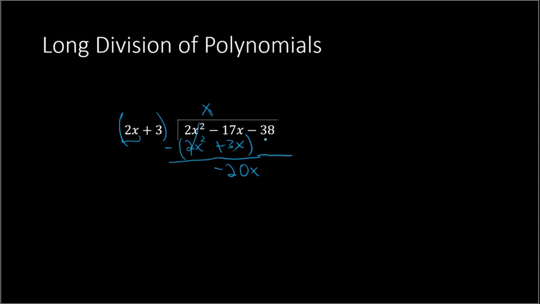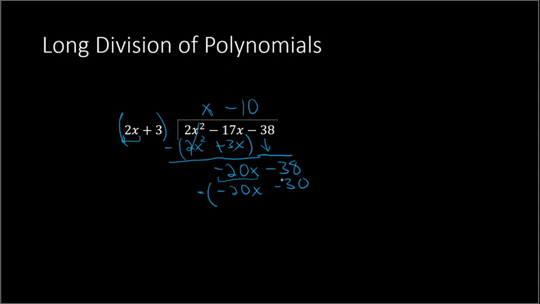And then the next step with long division is we bring down the next part, which is the negative 38. Now once you have this, we can repeat the process. We see what goes up here at the top by seeing what multiplies with 2x to get negative 20x. Well, negative 10 times 2x gives you negative 20x, so we put negative 10 up here. We then multiply negative 10 times this entire left side of 2x plus 3.